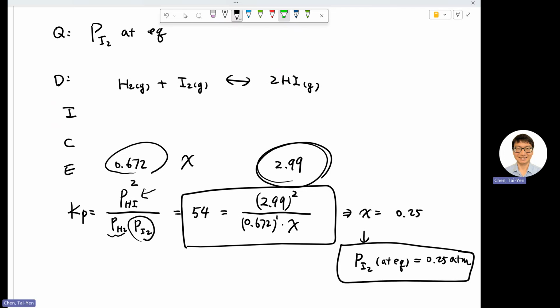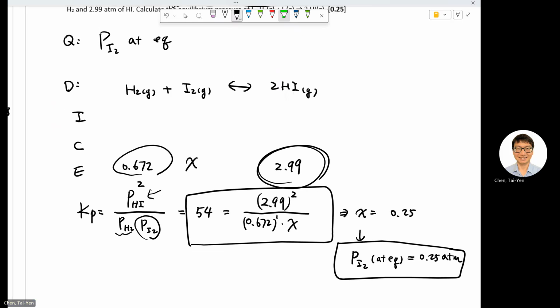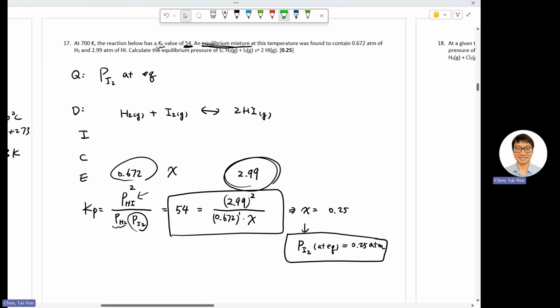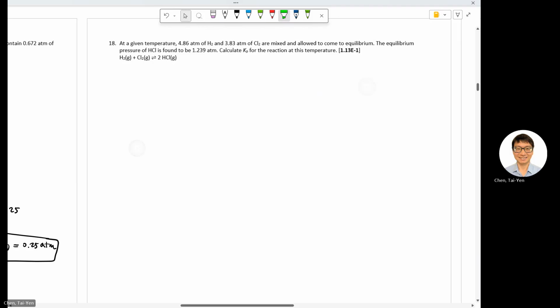Okay, so that's how you solve this. The key is that once you set up your ICE table, you should know where to put your numbers. You can use the numbers in the equilibrium row to fit into your K, right? If you have a number in the I row, all those numbers go to your Q. Okay. So let's see how you solve question number 18.